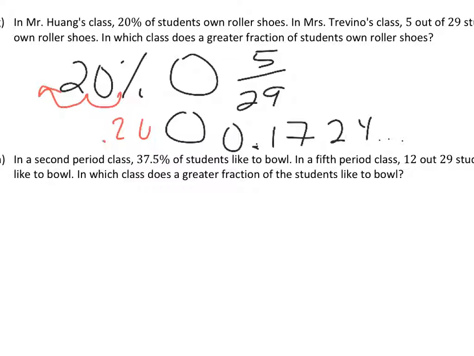And our question is, in which class does a greater fraction of students own roller shoes? Well, 0.2 is definitely greater than 0.1724. So our answer would be Mr. Hong's class.